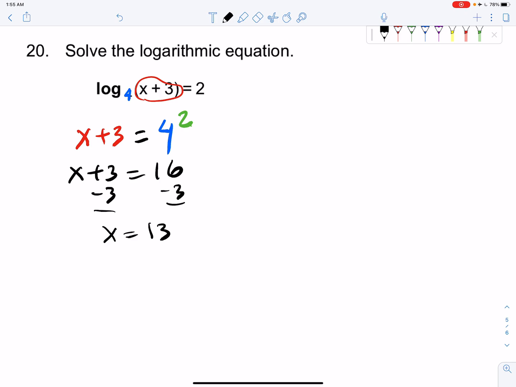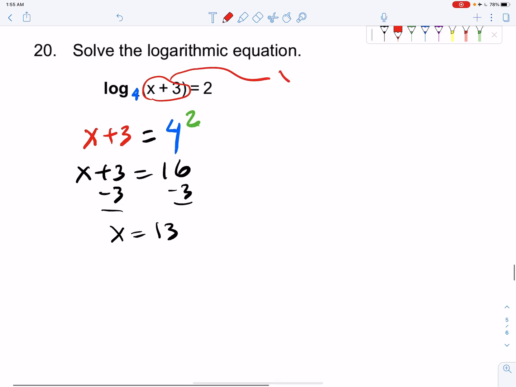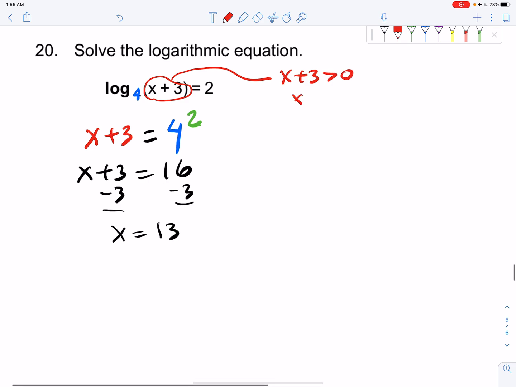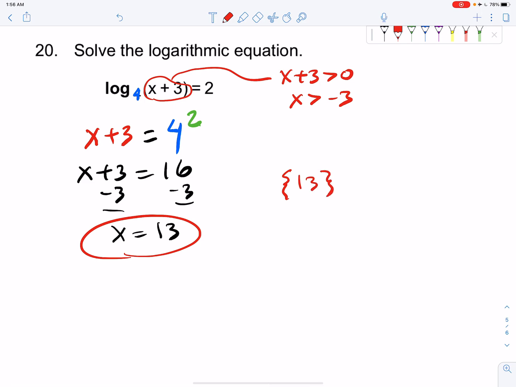Now I said it gives me the same exact answer as before. Well, you've got to be a little bit careful, because remember we did some domain problems here. X plus 3 better be greater than 0, and can't equal 1. So x must be greater than negative 3, right, if I subtract 3 on both sides. Well, 13 is bigger than negative 3, so I'm good. But I just want to put it on your radar that sometimes we can get extraneous solutions that break that rule that the argument must be greater than 0 and cannot equal 1. In those cases, we'd have to reject them if that happens. But we're good here. Let's go ahead and write down the answer of 13.